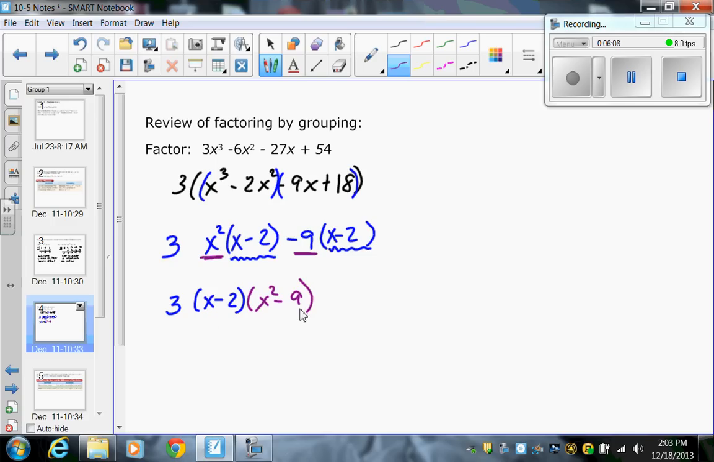And before you say this is your final answer, you need to look and ask yourself, can x minus 2 be factored any further? Can x squared minus 9 be factored any further? And the answer is yes, because this is the difference of squares. So I'm going to go ahead and bring down what I know is already factors so I don't forget them off my answer. And then the difference of squares: the square root of x squared is x, the square root of 9 is 3.